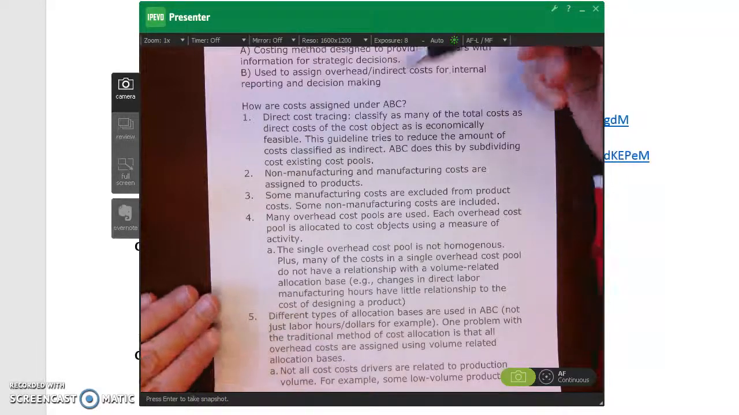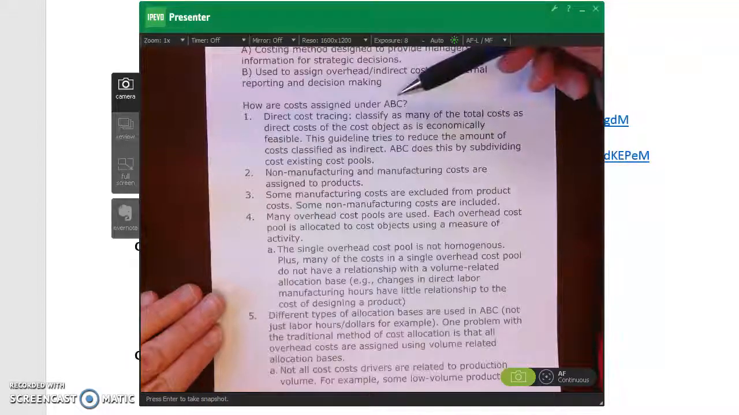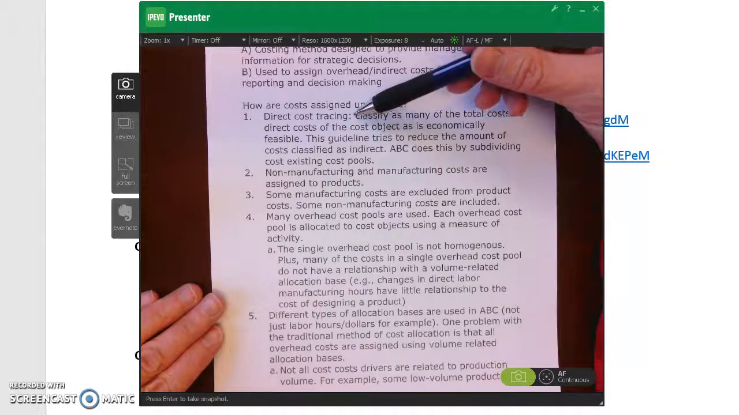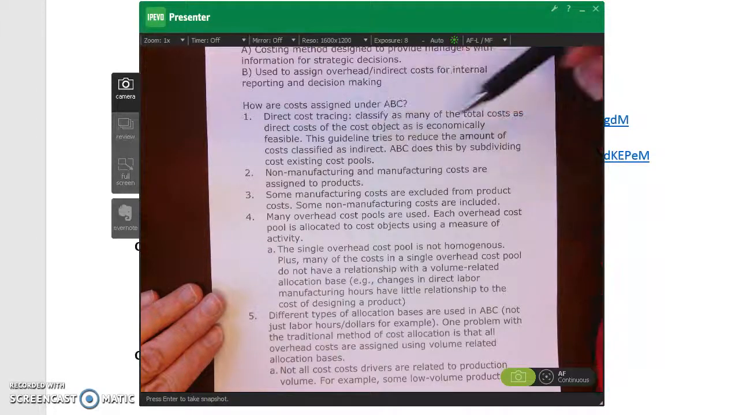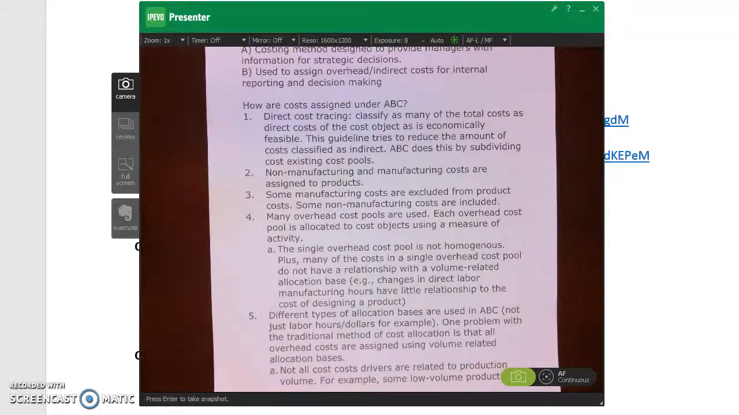Okay. So how are costs assigned under ABC? The first thing is we're going to do some direct cost tracing. We're going to look back at our indirect costs and say, are there some indirect costs that we classified as indirect, but upon further inspection, we can really directly trace them? So the first thing we're going to try to do is figure out if there are some costs that we can reclassify from indirect to direct.